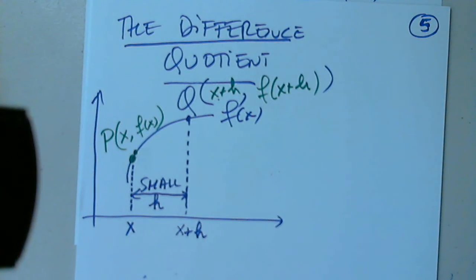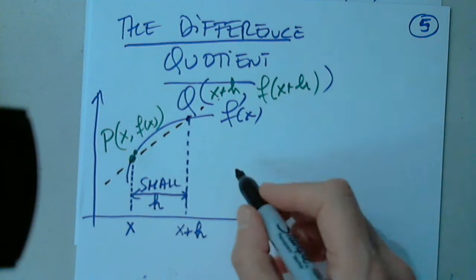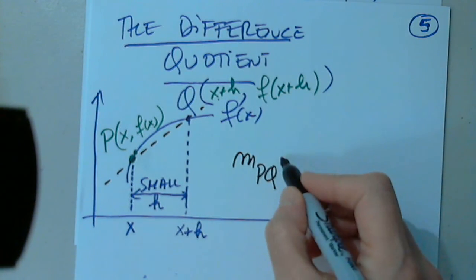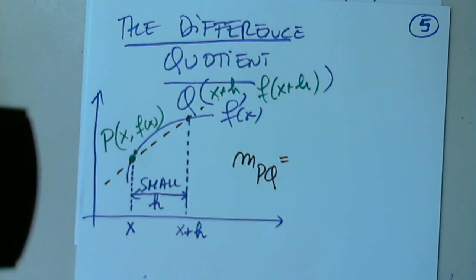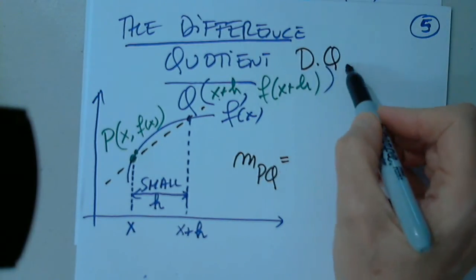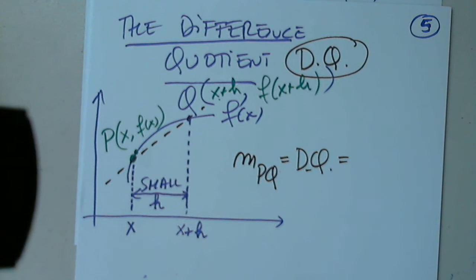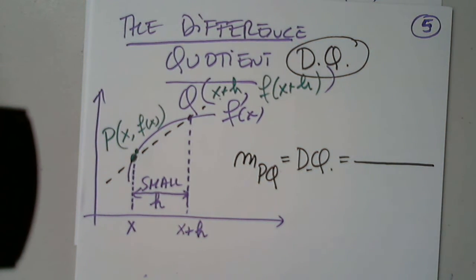Okay, so then, like before, I want to determine the slope of PQ. And the slope of PQ is the difference quotient. I like to denote it by DQ. That's it. Can anyone give us the same formula? Everything the same? Just the notation is slightly different. But the notation is very important for chapter 1.